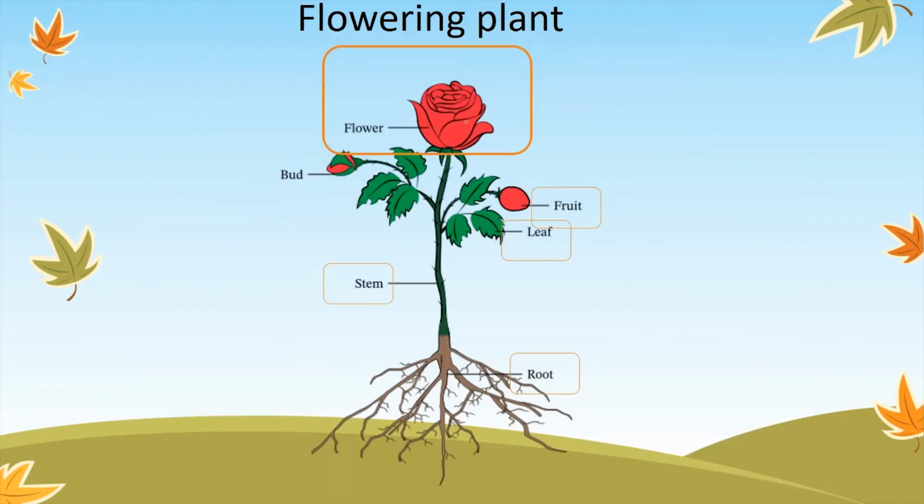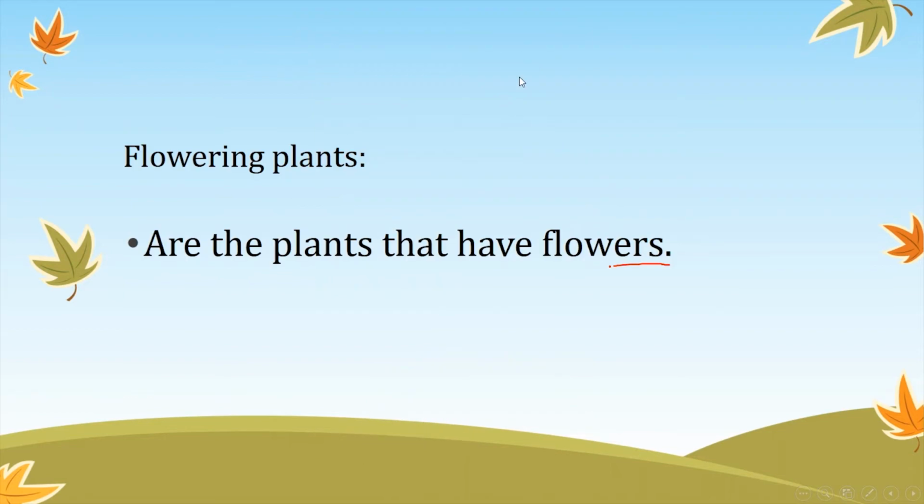What are the main parts of a plant? The main parts of any flowering plant are roots, stem, leaves, the fruits, and the flower. These are the main parts of a flowering plant. The non-flowering plants also have root, stem, leaves, fruits, but they don't have flowers.